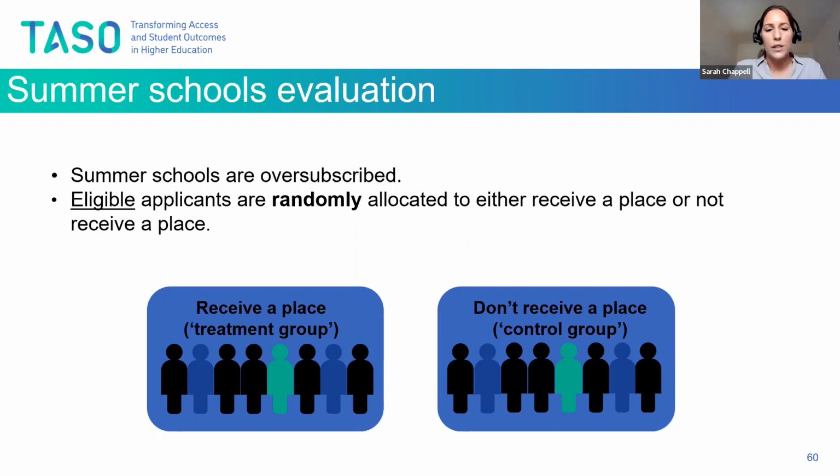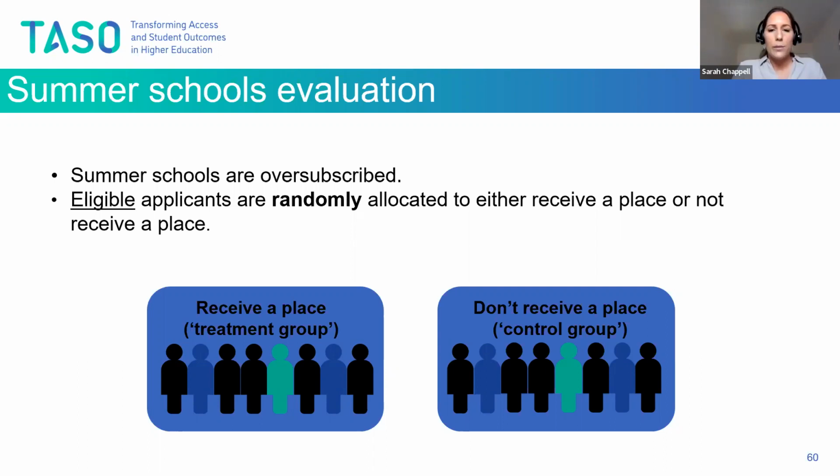But obviously, it does depend on the size of your summer school. As Rain was saying earlier, you might have unequal groups, because depending on the number of students that apply, you might have more students in your treatment group that receive a place compared to your control group, or vice versa.